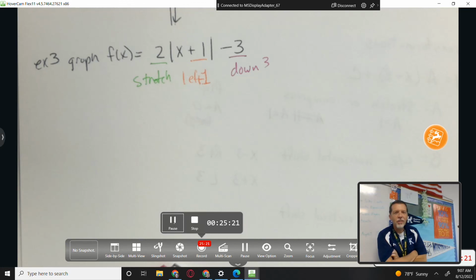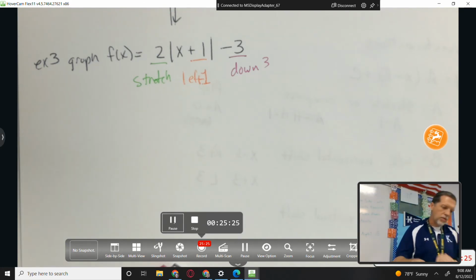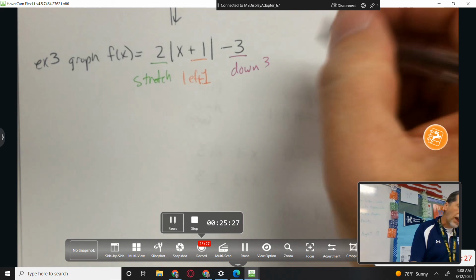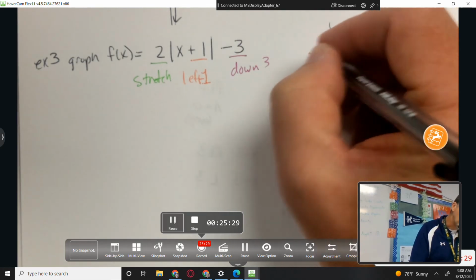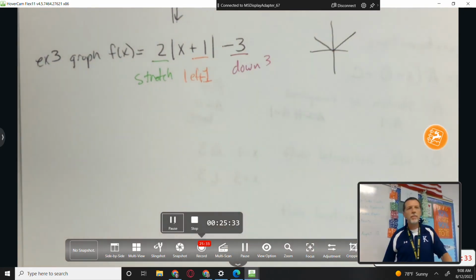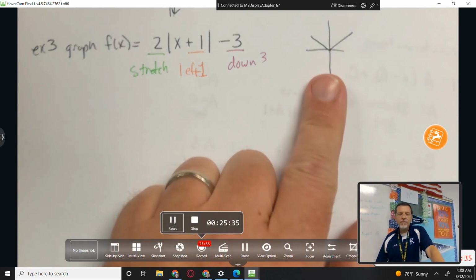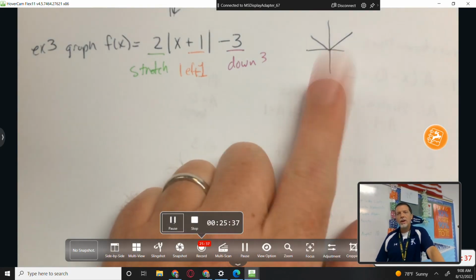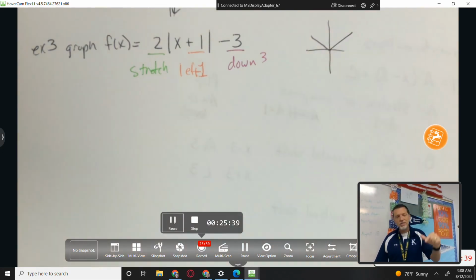So there's the three transformations. There's a stretch by 2, a left 1, and a down 3. I guess I could have called on somebody for the parent function, but it's absolute value, so that's the V. You don't have to graph the parent function, but you should at least be visualizing what it looks like so that you can make the changes to it.